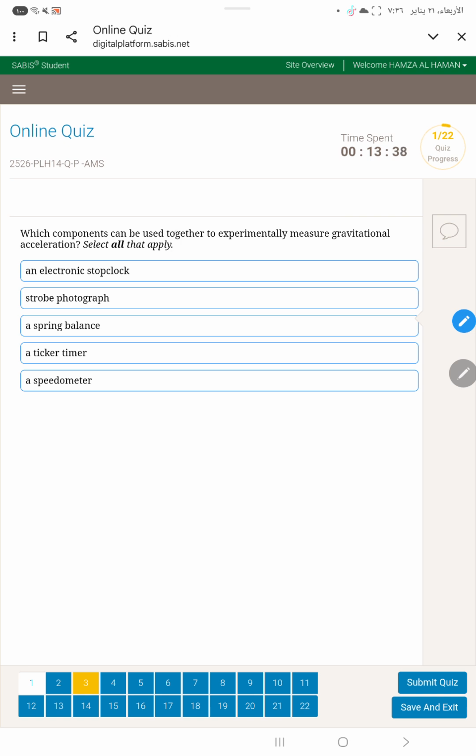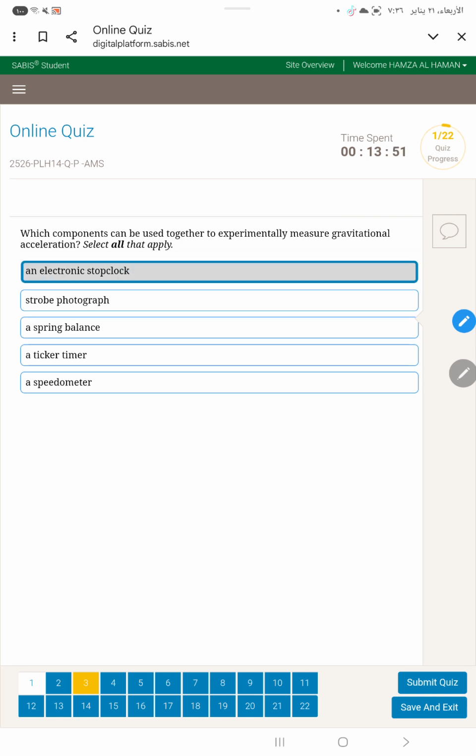Which components can be used together to experimentally measure a gravitational acceleration? Select all that apply. An electronic stopwatch, yes, can be used with a falling object. So you can drop from a known height and then measure time, and then you can use equations to calculate G.